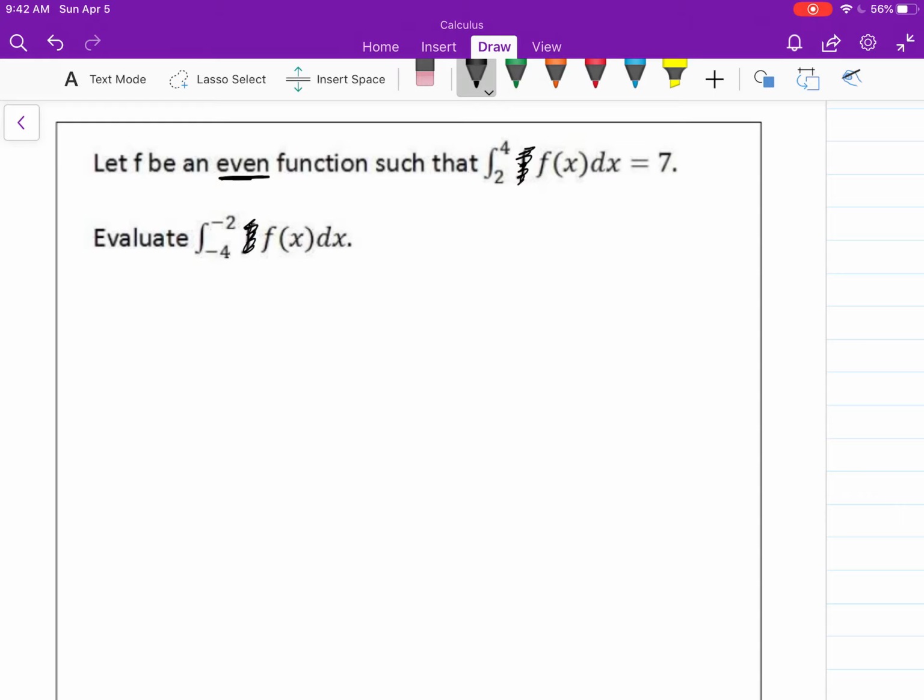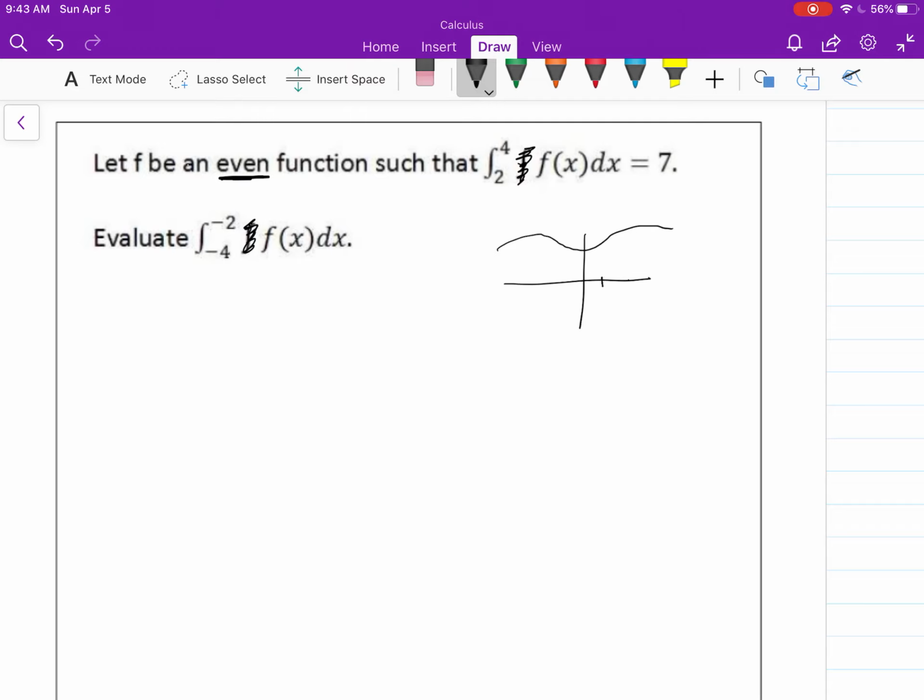So we just know that it's even, so that the integral from 2 to 4 of f of x dx is 7. Evaluate negative 4 to 2. Well, since it's an even function, it's going to be the same on both sides. And I'm going to actually put it as positive for right now. So I'm just making up some function. I'm trying to make it symmetric about the y-axis.